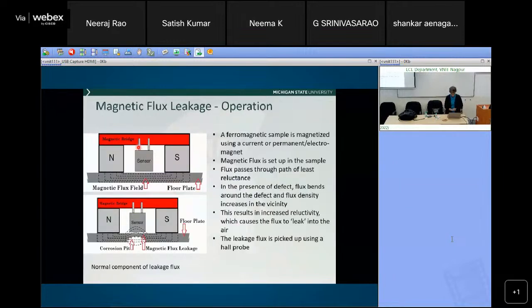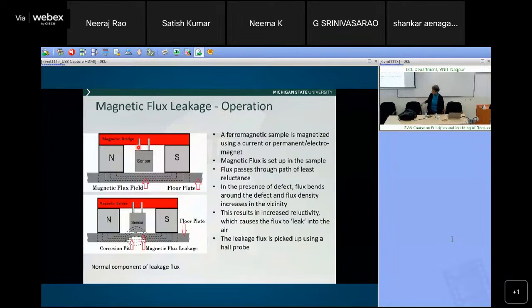And you see over here, this is the material, the sample. So how does magnetic flux leakage work? This is the sample. You can use a magnet or a current to magnetize, and this sets up flux lines inside this magnetic material. It's a high mu material. Suppose there is a defect on this side, outside. Either side is fine. What happens is these flux lines get scrunched up.